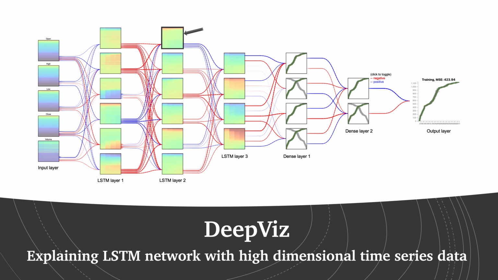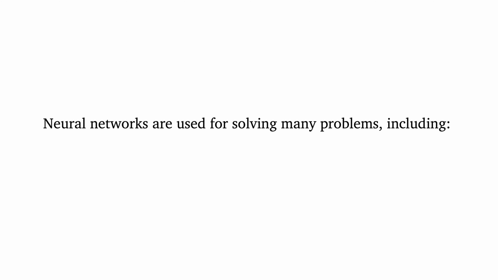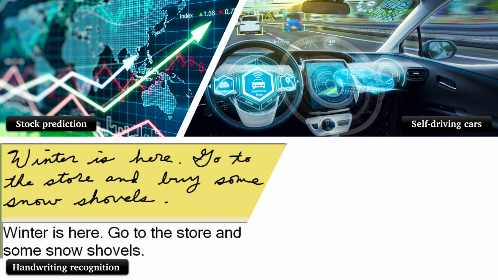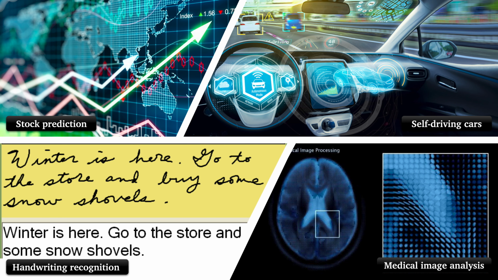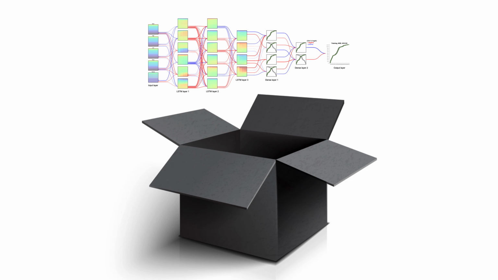DeepViz. Explaining long short-term memory network with high-dimensional time series data. Neural networks are used for solving many problems effectively, including stock prediction, self-driving cars, handwriting recognition, and medical image analysis. However, the deep neural network is still a black box, leading to difficulty in understanding and explaining why a model works or fails. We introduce a way to open the black box with long short-term memory network, also known as LSTM network.